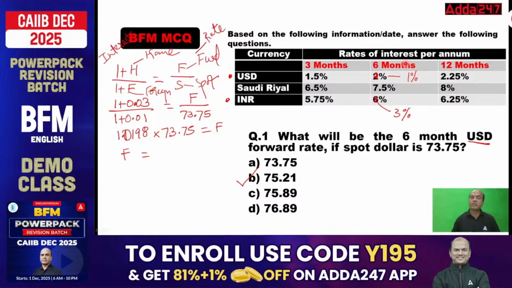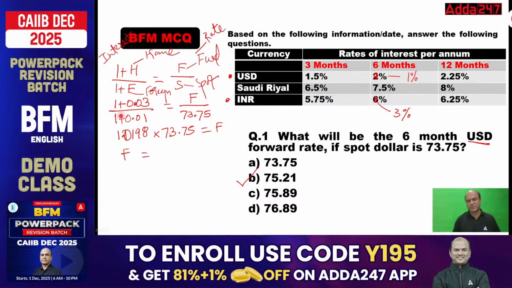So 1 plus home currency. What is our home currency? INR, rupee. So 1 plus 3%. Percent means divided by 100, so write 0.03. Upon 1 plus F, foreign currency, 1%, so 1 plus 0.01. So 1 plus 0.03 upon 1 plus 0.01 equals F upon spot, spot for dollar. Now solve this.